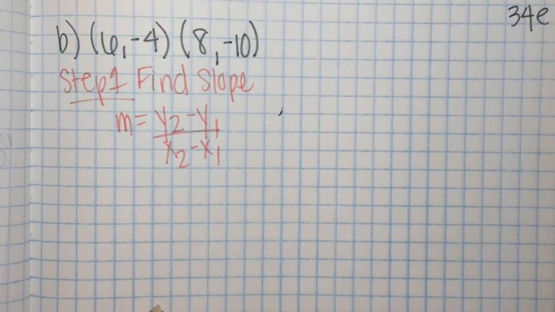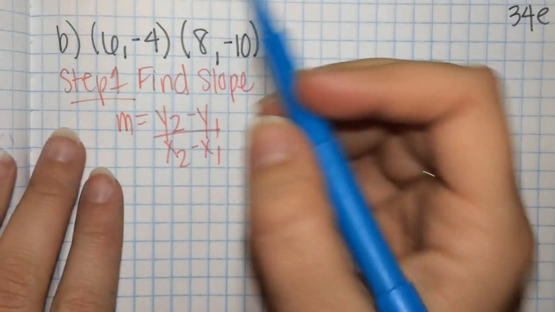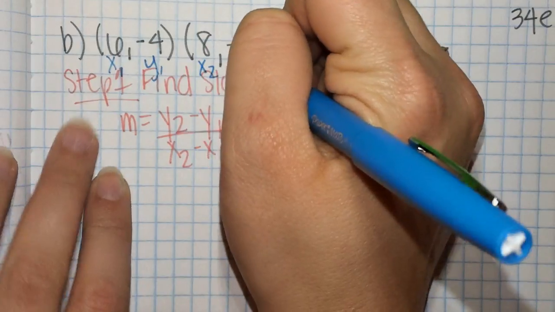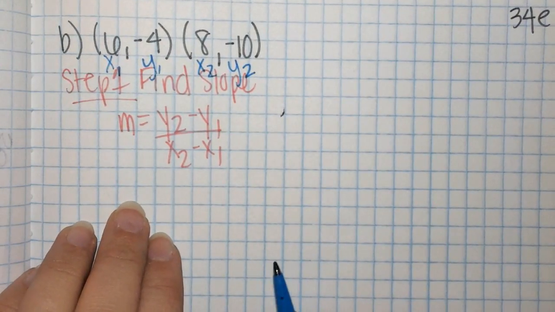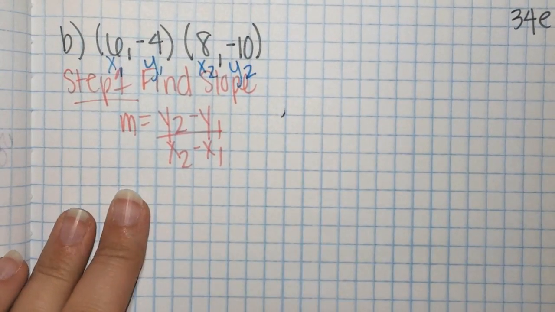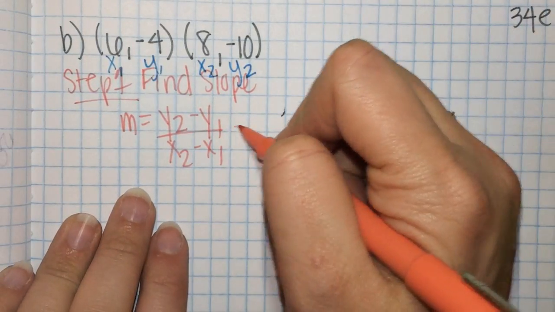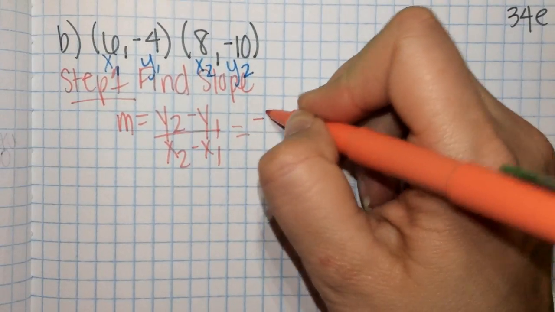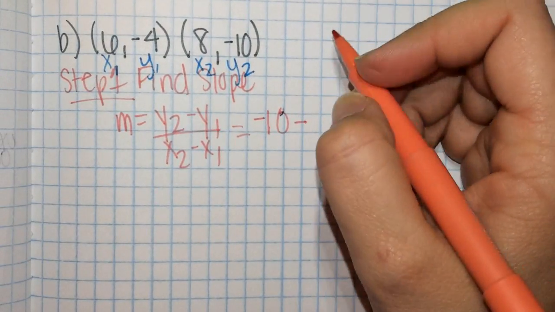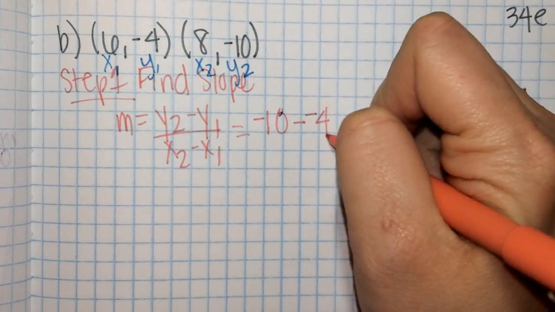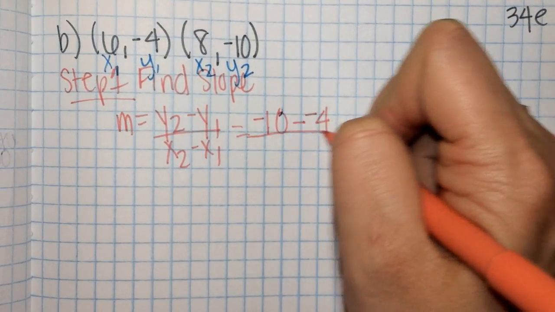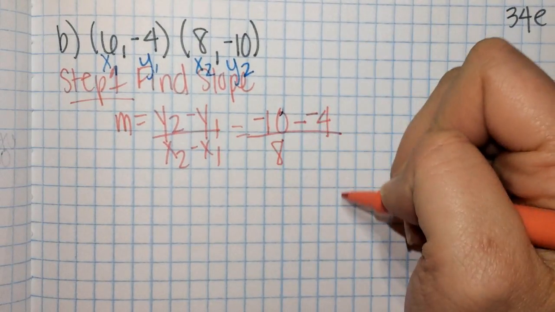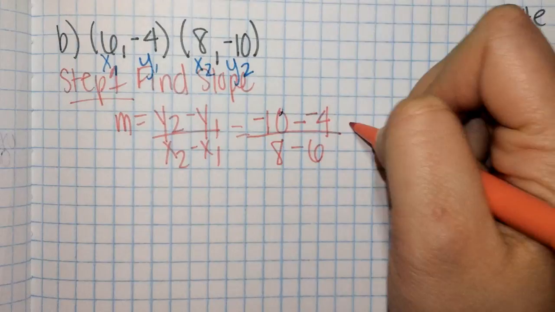Truth. Alright, now we have to label our points. So our first coordinate is x1, y1. The second coordinate is x2, y2. What's our y2? Negative 10. Minus, what's our y1? Negative 4. And what's our x2? 8. And what's our x1? 6. Fantastic.